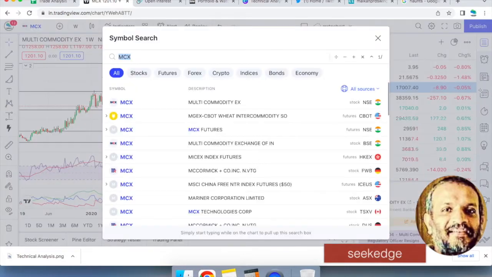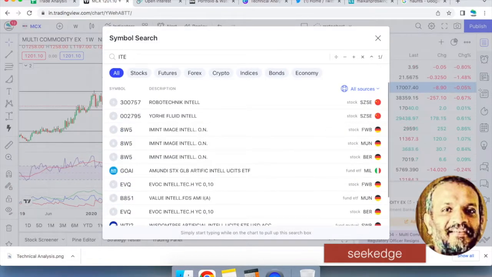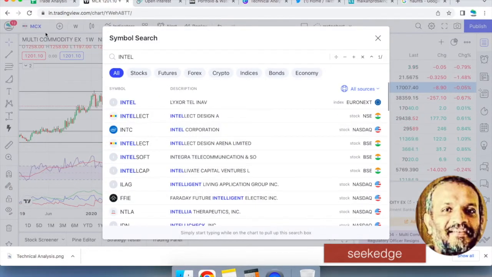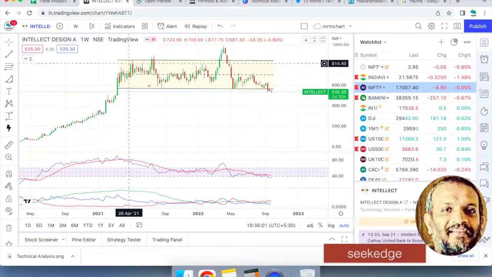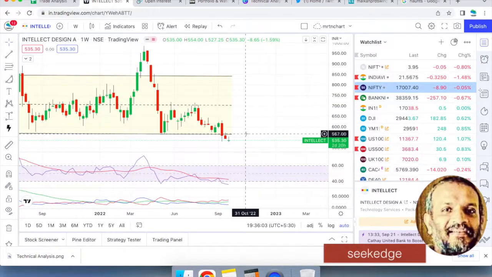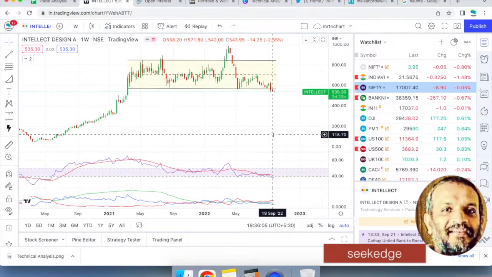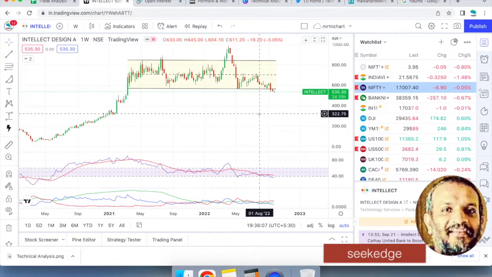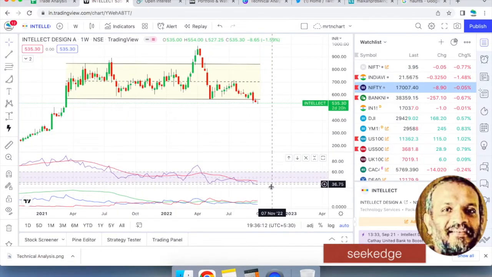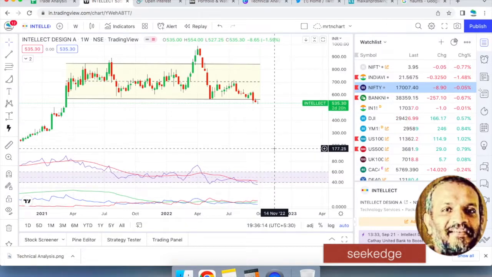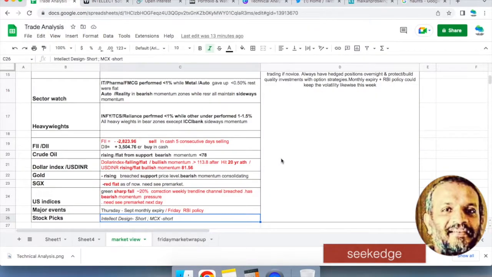Intellect Design is also showing a rectangular pattern breakdown. It was consolidating for a long time and seems to have broken down. Now the support could be very far away, at the 322 kind of level, so good swing opportunities can be there. Trend and momentum indicators are both clearly showing bearishness.